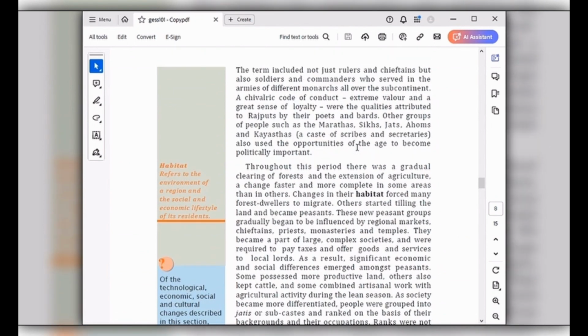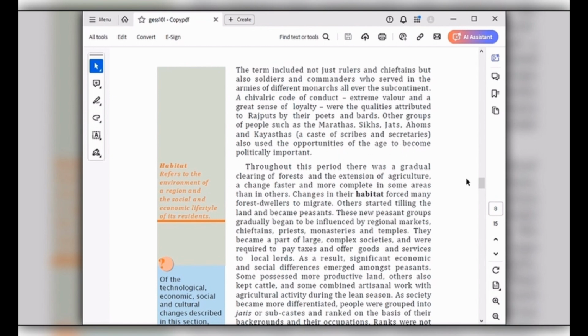The term included not just rulers and chieftains but also soldiers and commanders who served in the armies of different monarchs all over the subcontinent. A chivalric code of conduct, extreme valor, and a great sense of loyalty were the qualities attributed to Rajputs by their poets and bards. Other groups of people, such as the Marathas, Sikhs, Jats, Ahoms, and Kayasthas, a caste of scribes and secretaries, also used the opportunities of the age to become politically important.